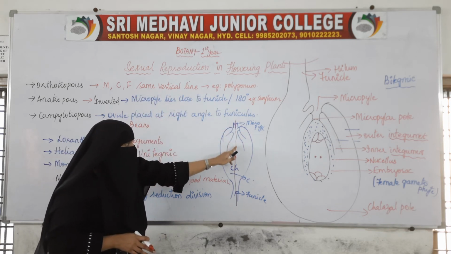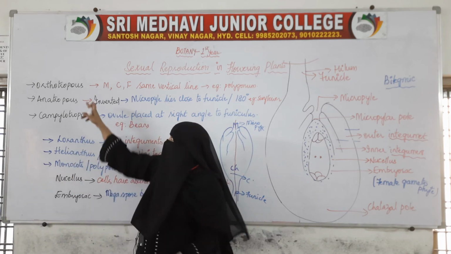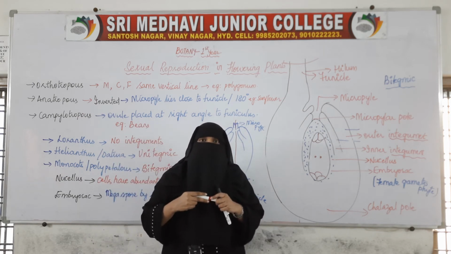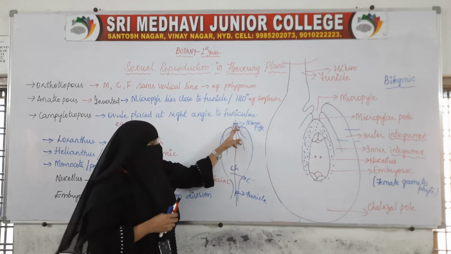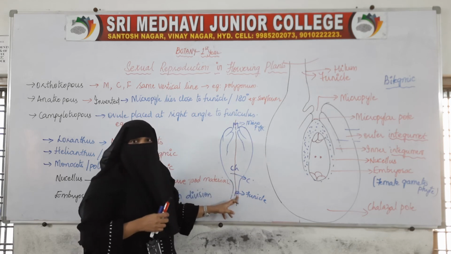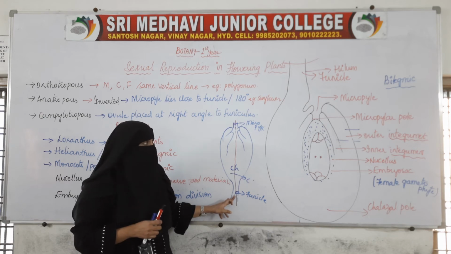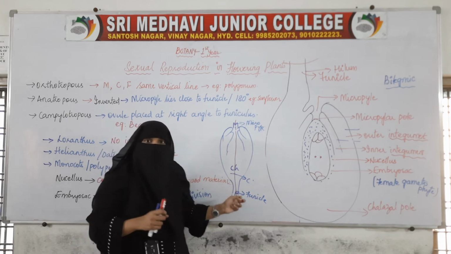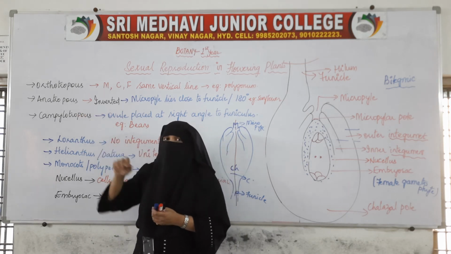All 3 of them are on the same vertical line. So this type of ovule is called as orthotropous ovule. In orthotropous ovule, this micropyle, chalaza and funicle, all of them will lie on the same vertical plane. So this type of ovule is called as orthotropous ovule.